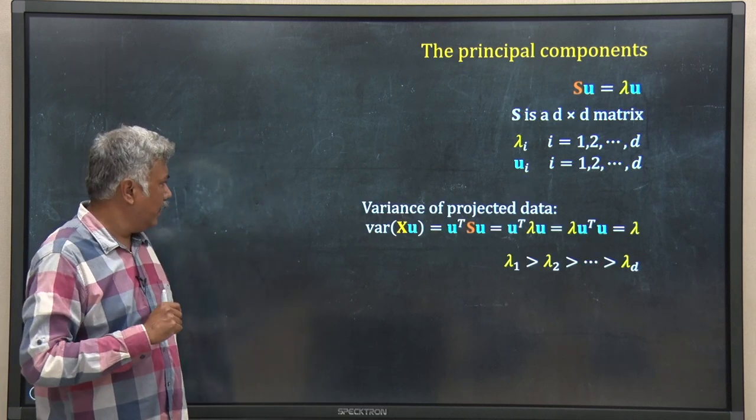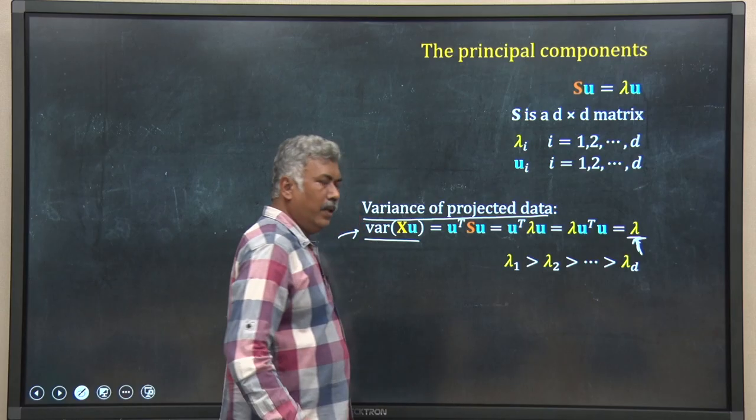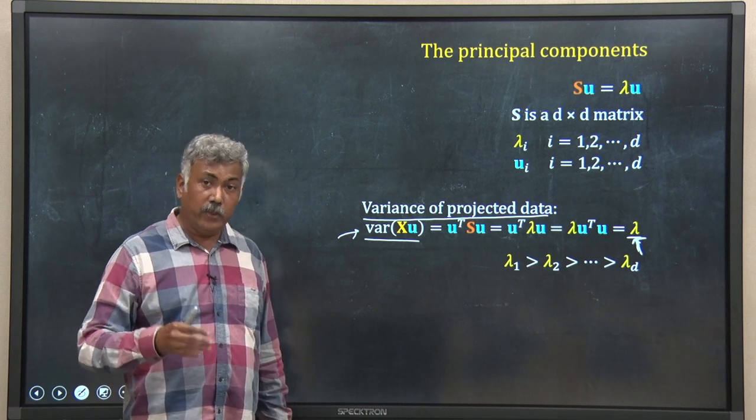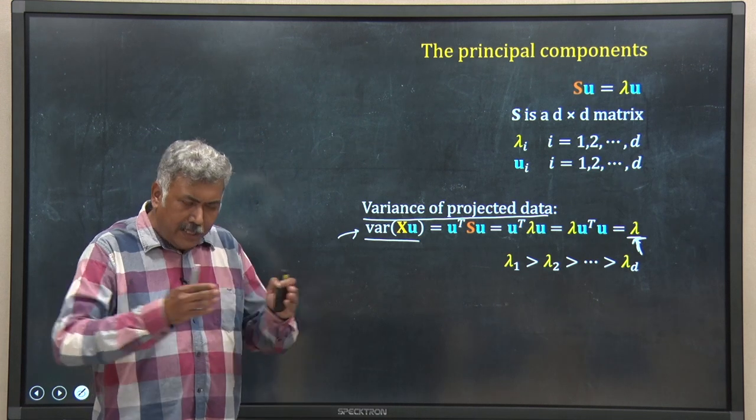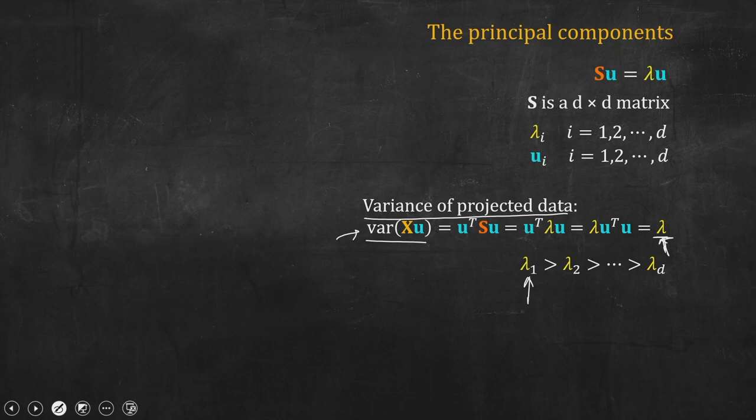And how can I do that? I have a beautiful relationship. The variance of the projected data on a particular eigenvector, suppose u, can be shown to be equal to lambda, the corresponding eigenvalue. That is what I have written here: the variance of Xu is equal to the eigenvalue lambda. So, now I have d eigenvectors and corresponding d eigenvalues. So, arrange these eigenvalues from the highest to the lowest, right? This is the largest one and this is the smallest one.